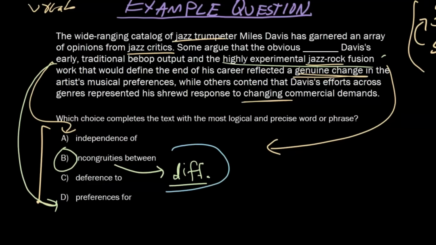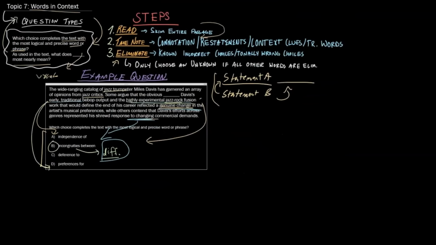But even if you didn't know this, see, we were able to figure that out. Now, incongruities makes sense. Incongruities means a difference. It means a change, some sort of difference between two things. Here we're comparing this and we're comparing this, and we have a genuine change, another change, right? So what we're trying to look for here is a word that involves some change. And that's how you solve a words and context problem.